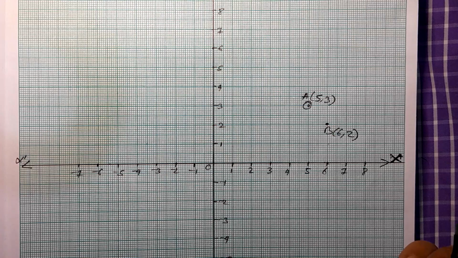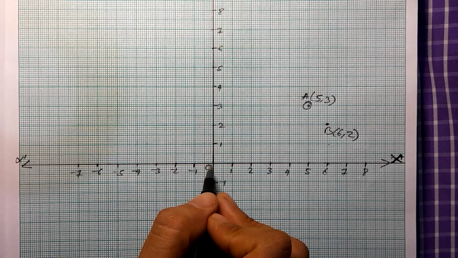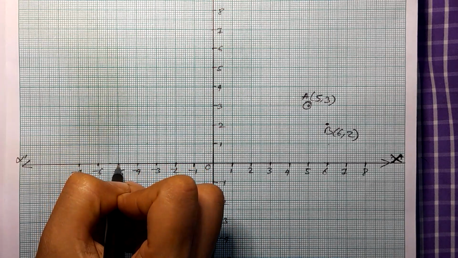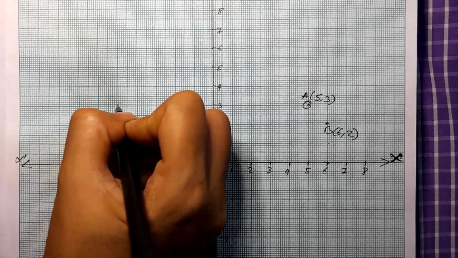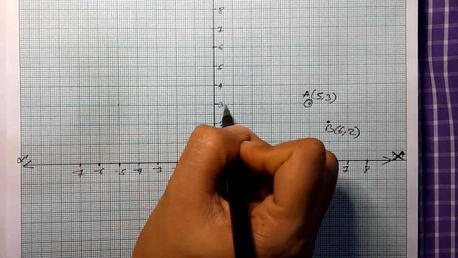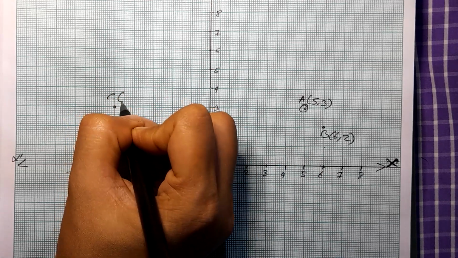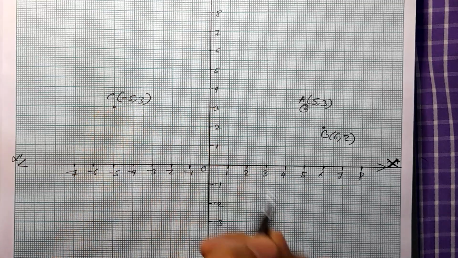After B, come to C, -5, 3. X is -5, so this is y, x negative of x. This is 5, minus 5. Up to how much? 3. Is 3 positive or negative? Positive, so it will go upside. If it is negative, it will go downside. So this is 5 and this is 3. So this is C, -5, 3.